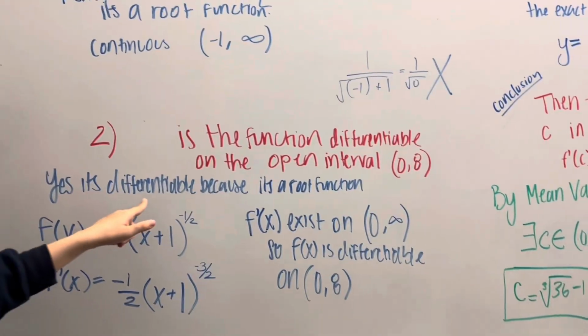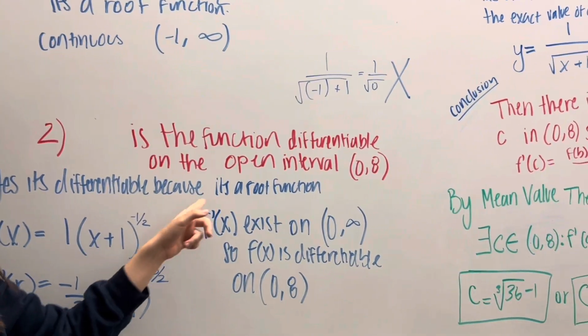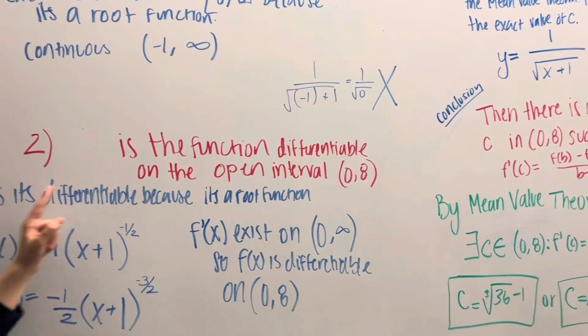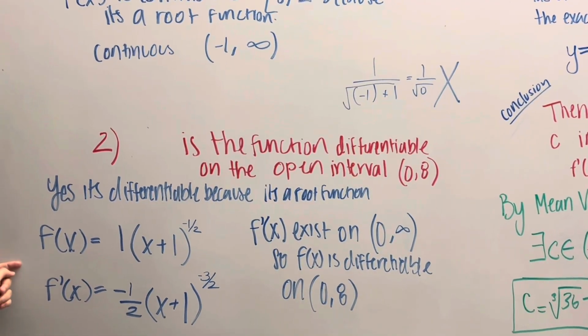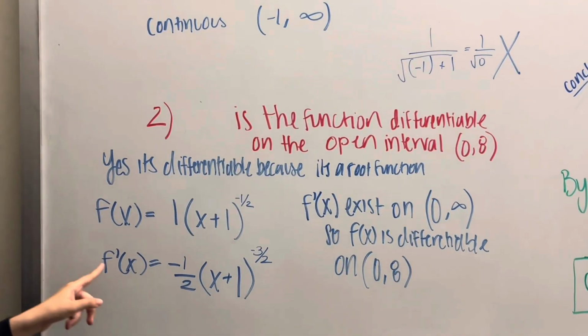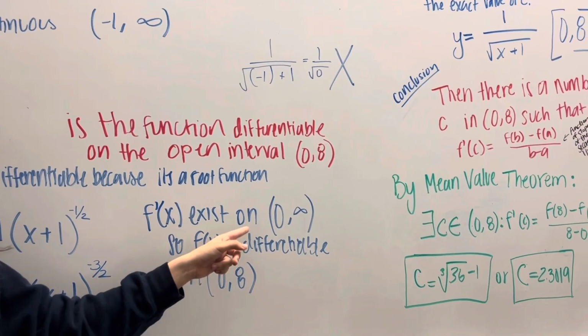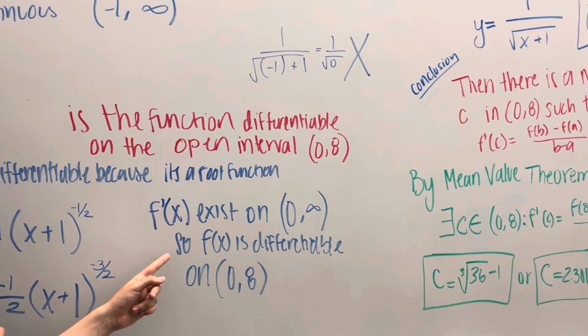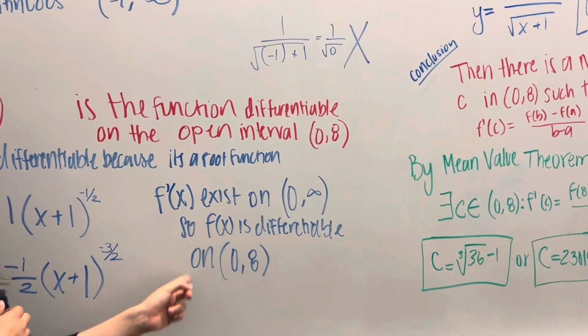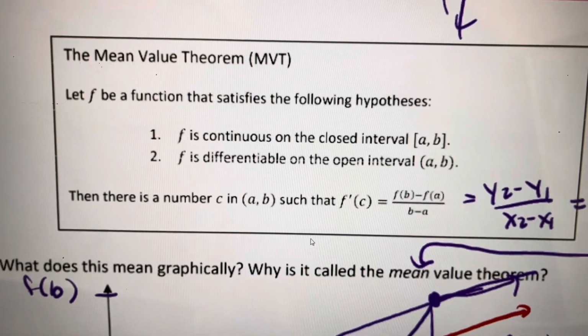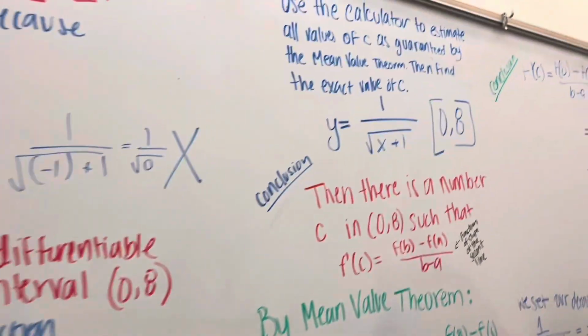And yes, it's differentiable on an open interval from 0 to 8 because it's a root function. We figure out its derivative by rewriting it, and we figured out that the derivative of f of x exists on a domain of 0 to 8, so f of x is differentiable on the open interval. The function satisfies the hypotheses. Now we move to the conclusion.